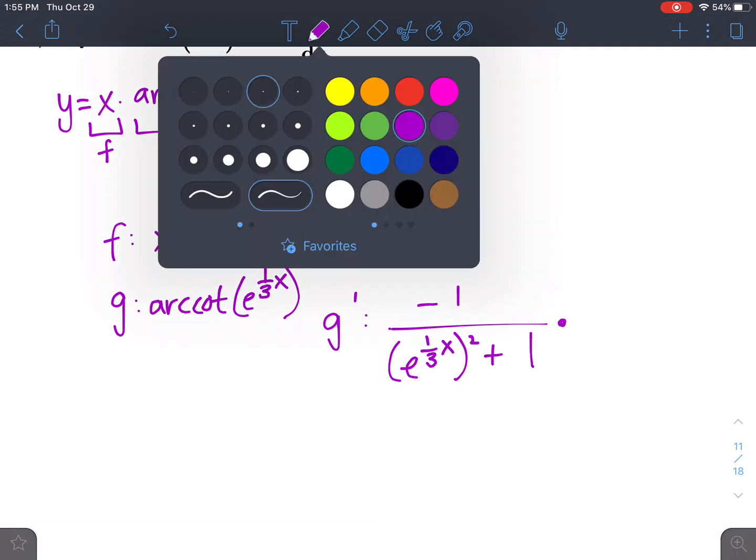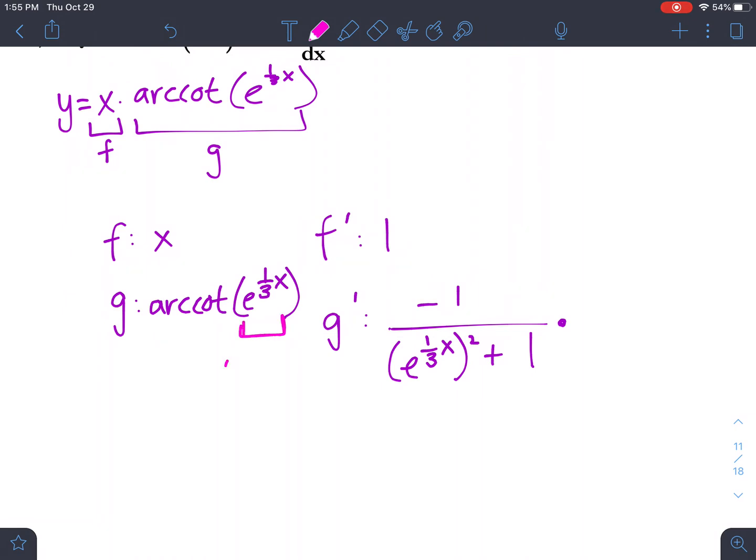So I should write a note here. U here was e to the 1/3 x. So you can even write yourself a note. What is u prime going to be? It's going to be itself times chain rule of 1/3 x times 1/3. So up here, I'm writing u squared times u prime. U prime would be 1/3 e to the 1/3 x, using chain rule there.